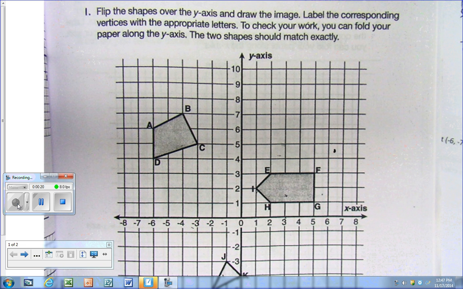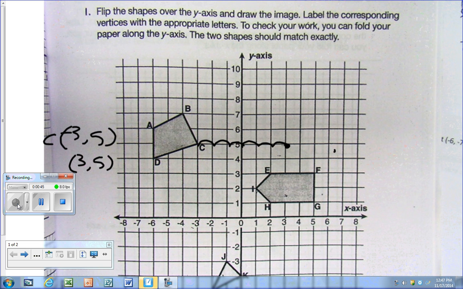So I'm going to start with point C, and I'm going to count how many jumps it takes to get to the y-axis. And it took 3. So I have to take 3 jumps out from that. That's the first point. So point C was located at -3, 5. And now when I reflected it over the y-axis, it became +3, 5.